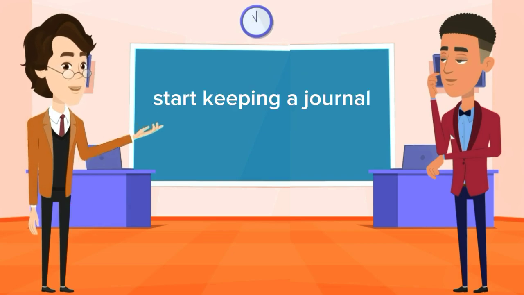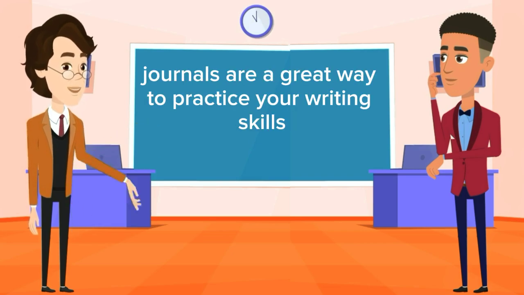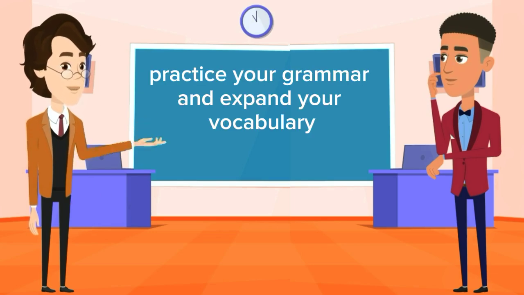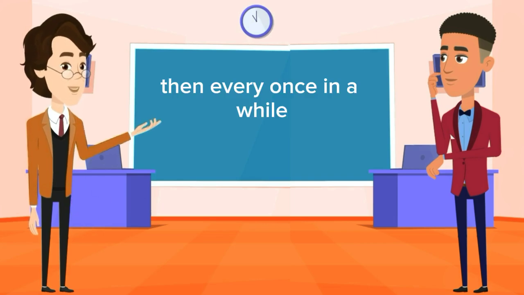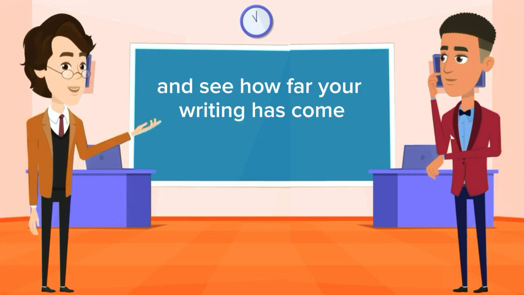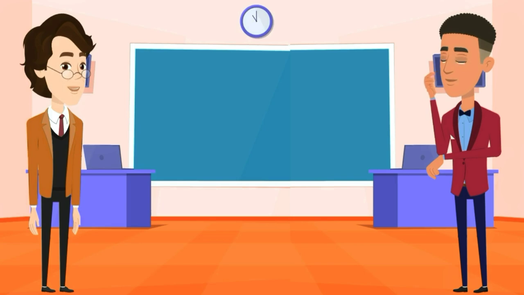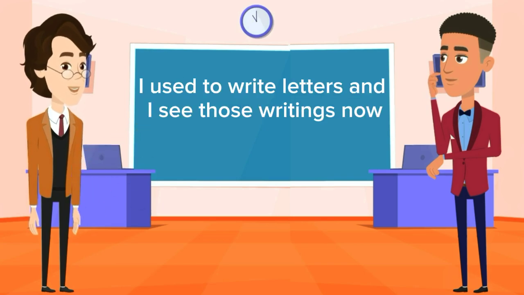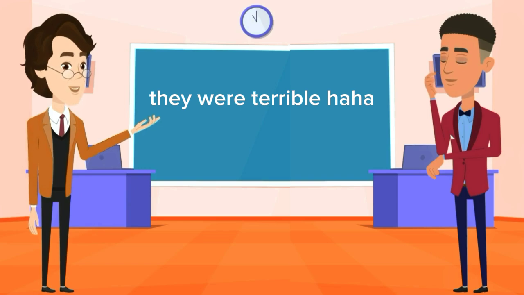Start keeping a journal. Journals are a great way to practice your writing skills. Practice your grammar and expand your vocabulary. Then, every once in a while, look back at your previous journal entries and see how far your writing has come. When I was learning English, I used to write letters, and I see those writings now. They were terrible.